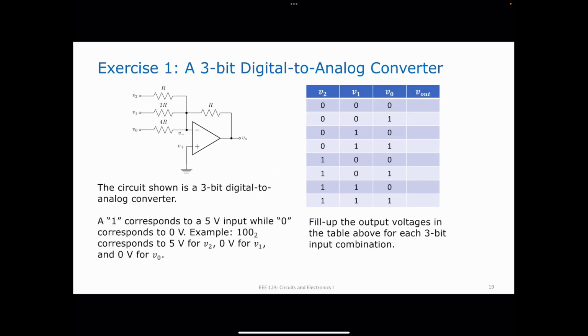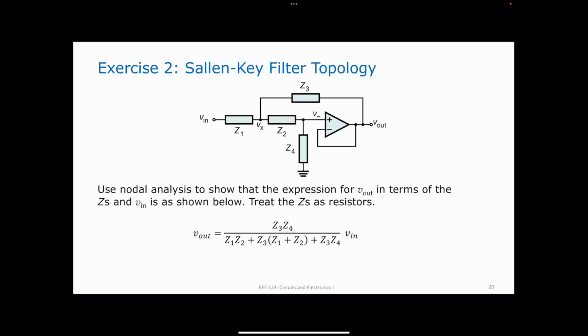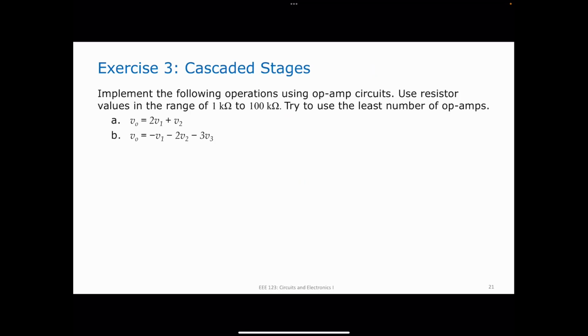I included some exercises at the end of this particular module. 3 in fact. So exercise 1, this is a 3-bit digital to analog converter. I think the exercise is self-explanatory. Exercise 2, you're going to derive the relationship between the output and the input of what is called a Sallen-Key filter topology. Okay. And then finally, some exercises on cascaded stages. So give these a try.